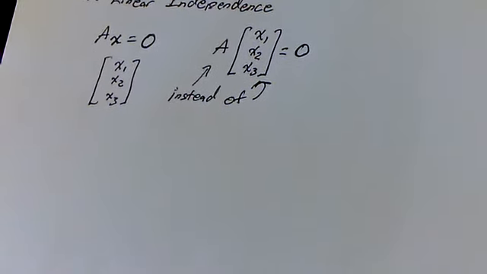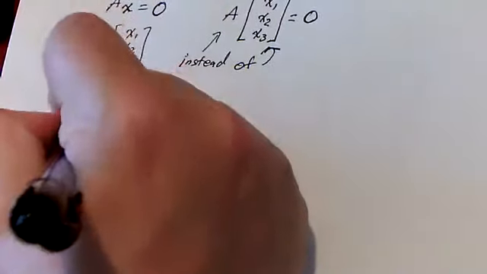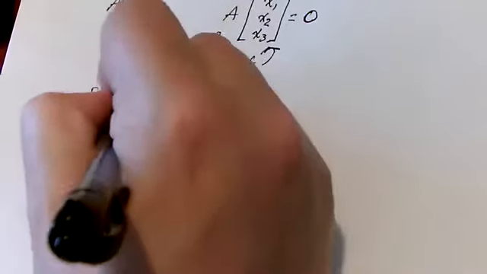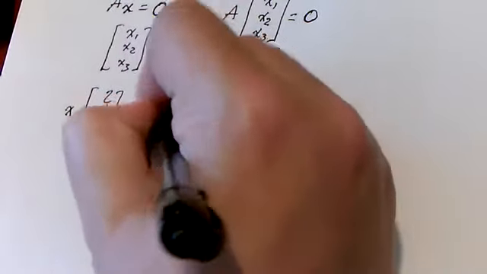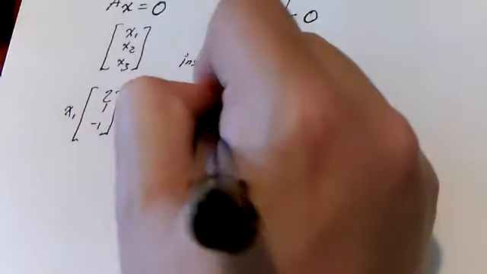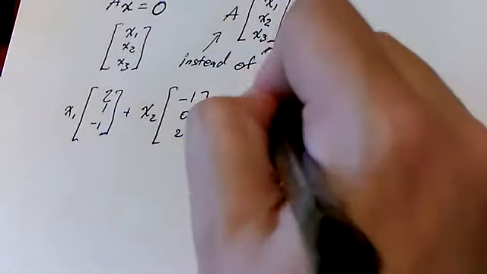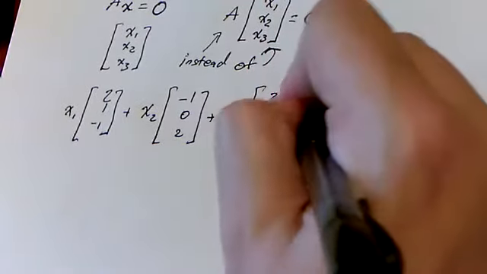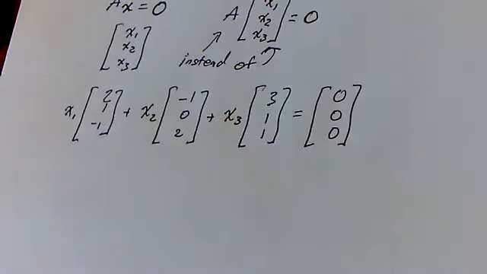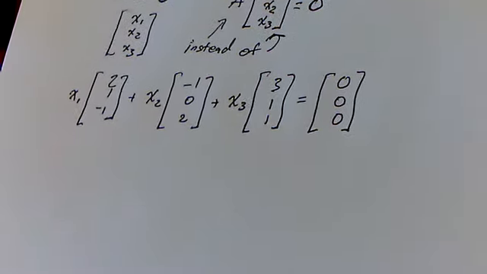So let's start with a vector equation, similar to ones we've seen. Let's just write one down here. I've got x1 times the vector 2, 1, negative 1. We're going to add that to x2 times another vector, negative 1, 0, 2. And then x3 times a third vector, 3, 1, 1. We're going to make this a homogeneous system, so we set that equal to the zero vector, 0, 0, 0.